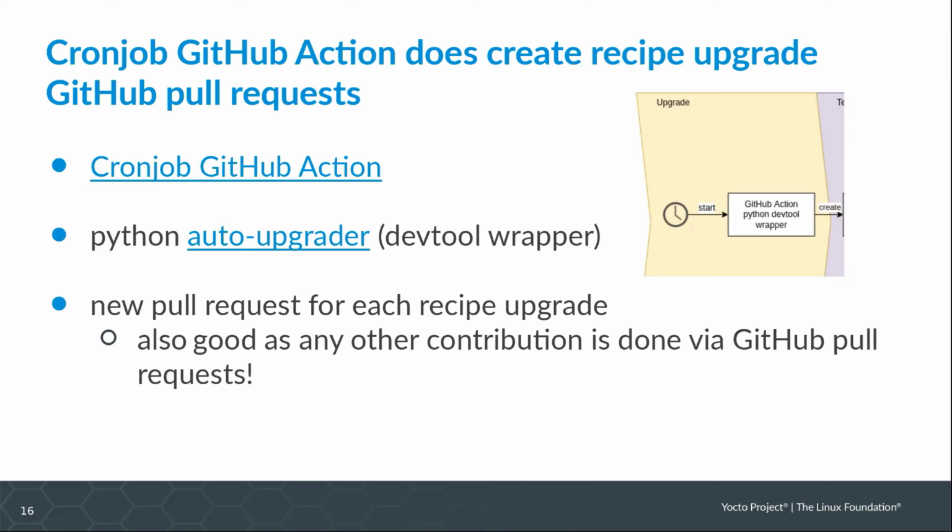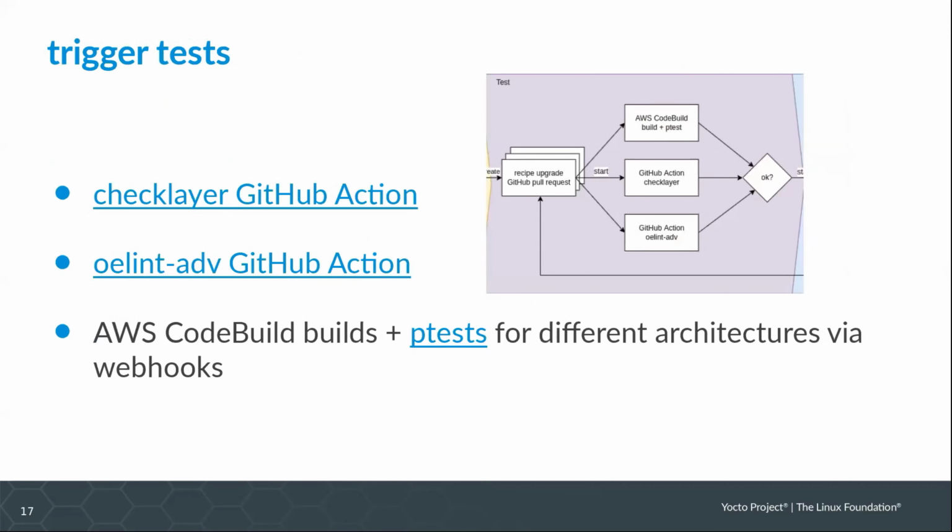And this is also good since all other contributions, as said, are done with GitHub pull requests, so they can have the same tests. So there's no separate thing for GitHub-only contributions. The three tests I'm talking about: the one is the check layer thing. It's a GitHub action. The lint checking thing, it's also a GitHub action. And there is the AWS CodeBuild and p-test thing. And so the next slide is about this.